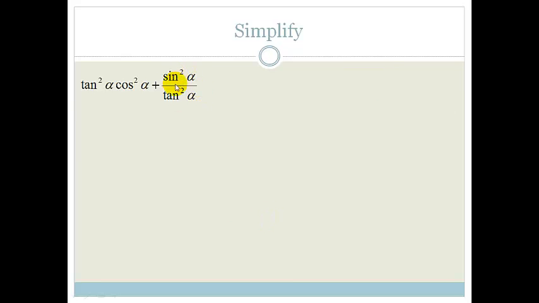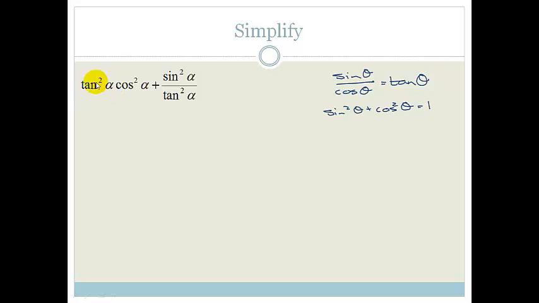Right, they've asked us to simplify tan squared alpha times cos squared alpha plus sine squared alpha over tan squared alpha. Again, just to help me, I'm going to write my identities that I know on the right hand side. So I've got that sine theta over cos theta equals tan theta. And I also have that sine squared theta plus cos squared theta is equal to 1. Right, so let's start with the left-hand side. Well, there is only one side, but let's start over here.